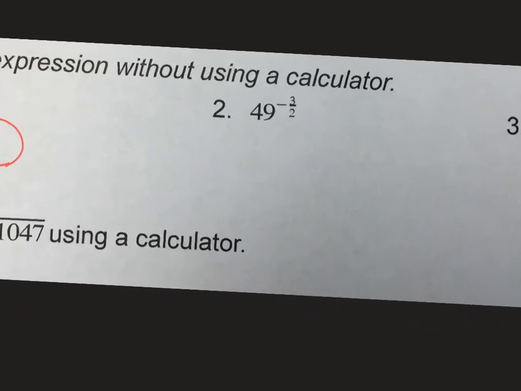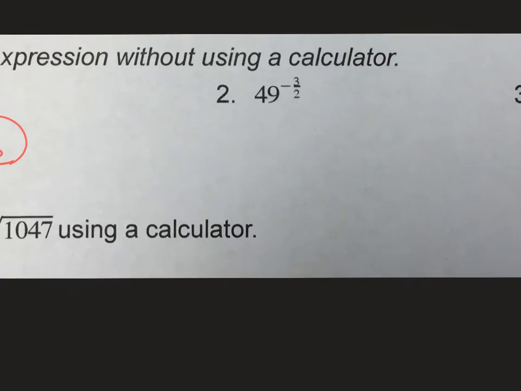Look at number 2. Number 2, bottom is the root, top is the power. The root is 2. The square root of 49 is 7. That leaves a negative 3, which means I have to cube the 7. If you punch it in, it's 343. But because it's negative, you also have to flip it. So you get 1 over 343. All there is to that one.